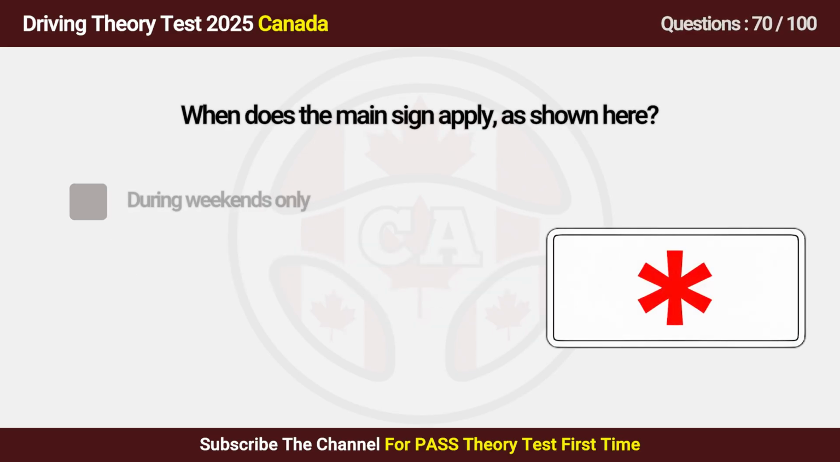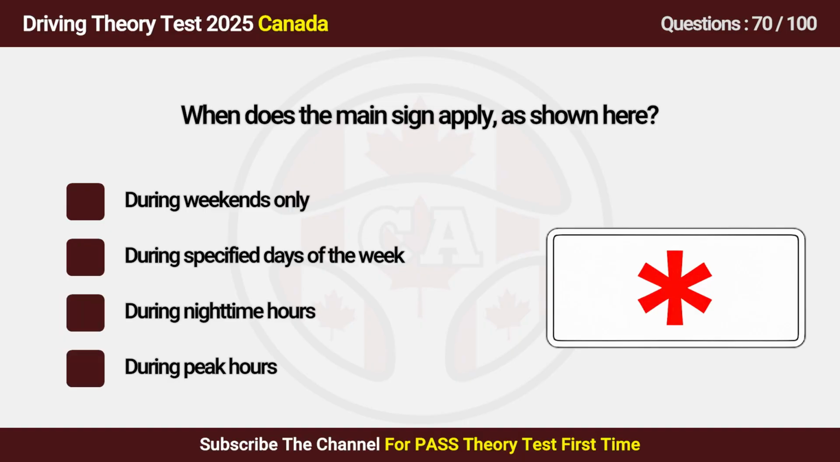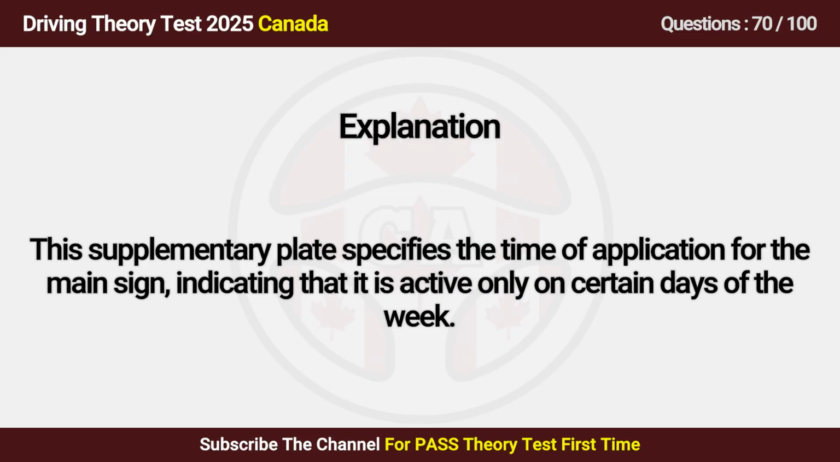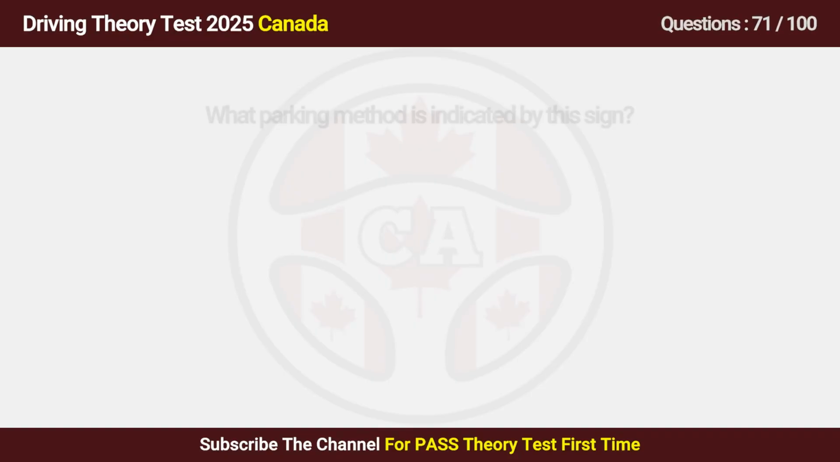Question 70. When does the main sign apply as shown here? A. During weekends only. B. During days of the week. C. During nighttime hours. D. During peak hours. Answer is B. During days of the week. This supplementary plate shows the time of application for the main sign, indicating that it is active only on certain days of the week.